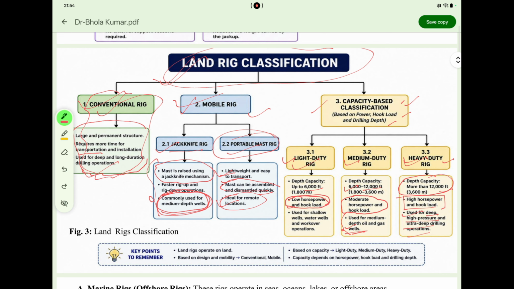Key point: how are you going to remember this? Land, as the name suggests, land rigs operate on land, okay, based on the design, conventional and mobile; based on the capacity, light, medium and heavy duty, and the capacity depends upon the horsepower, hook load, and the drilling depth.